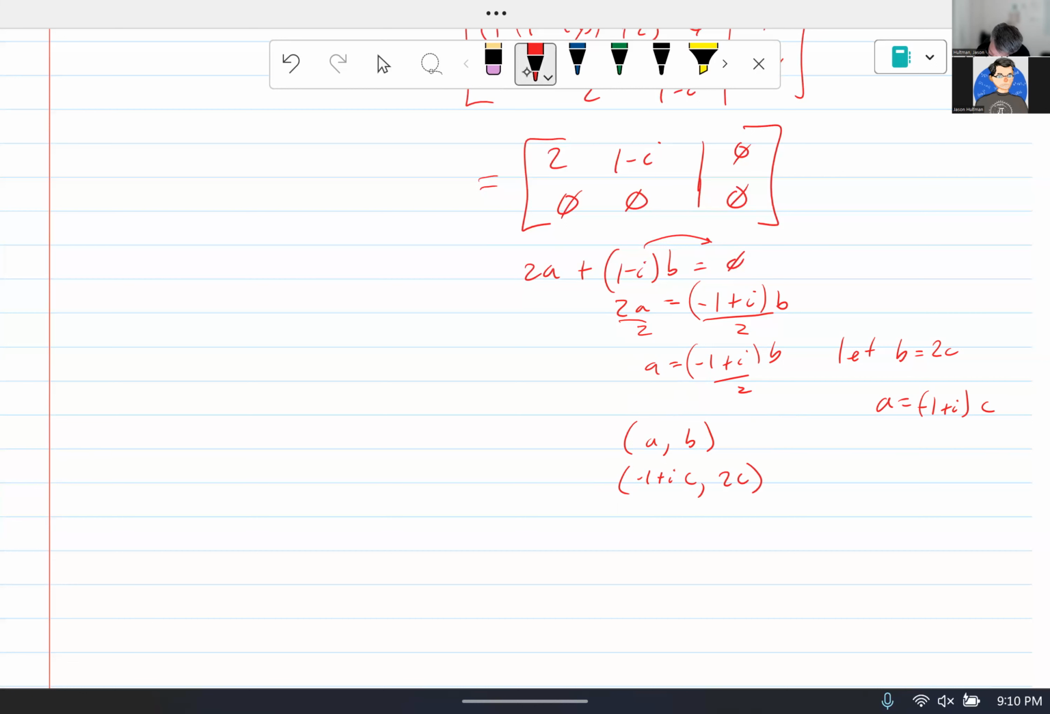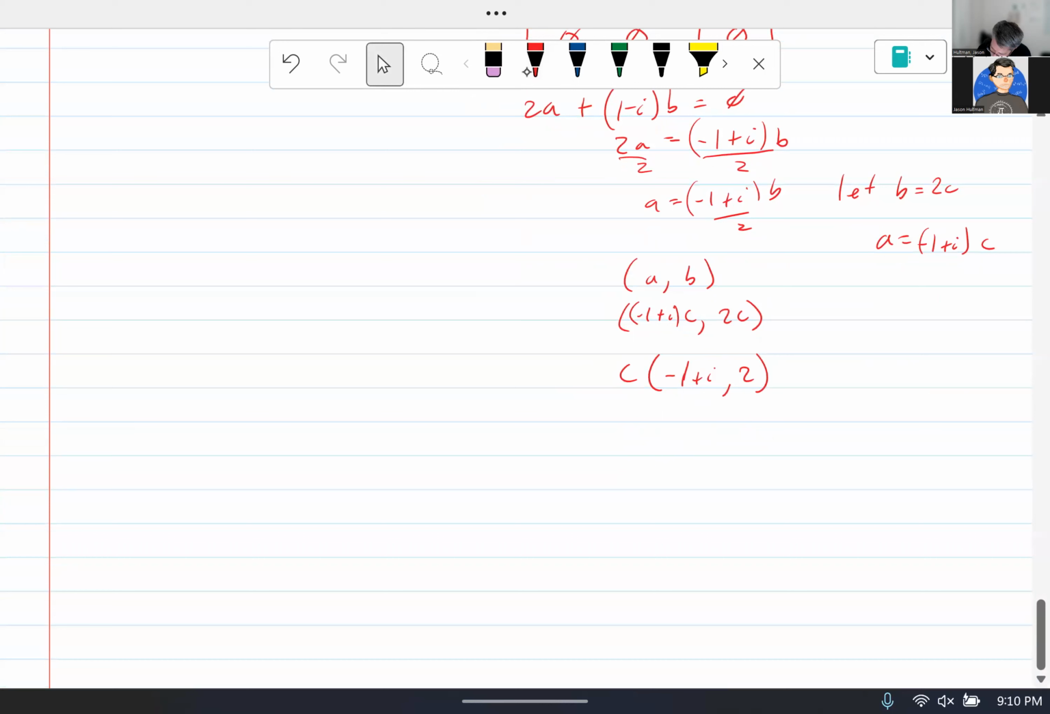And so factor that out. So I get c times the vector -1 plus i, 2. I didn't like having to work with that fraction. Okay, so my eigenvector here is going to be equal to -1 plus i over 2.